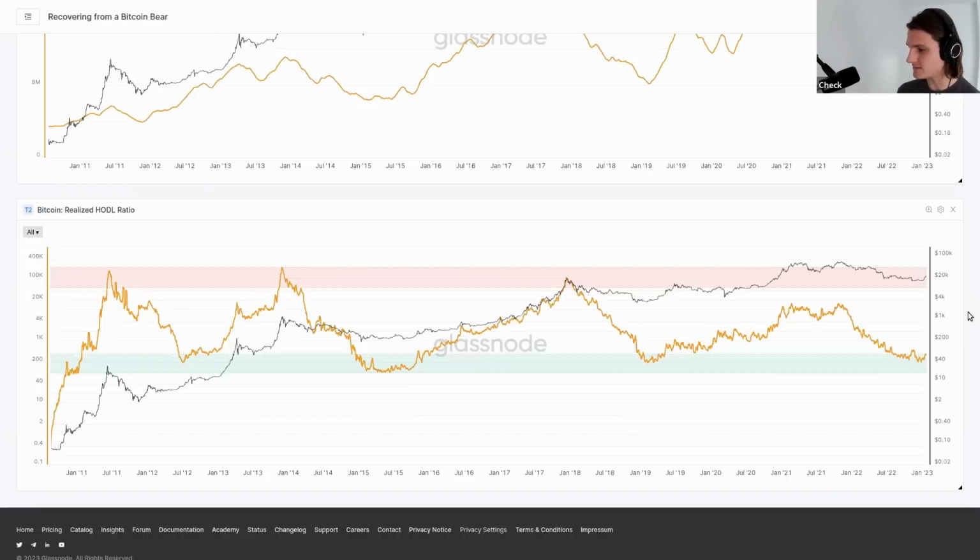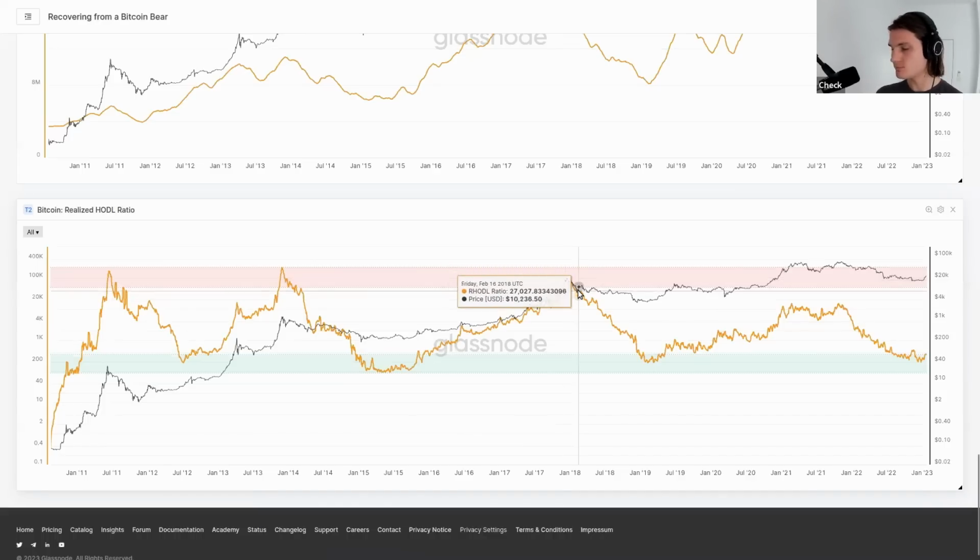There's a different weighting that we can apply to how long these investors have held their coins. So what the R-HODL ratio does, it takes the balance between people who've held their coins for over 1 year and the ratio of people who've held their coins for 1 week. At market tops, what has happened?